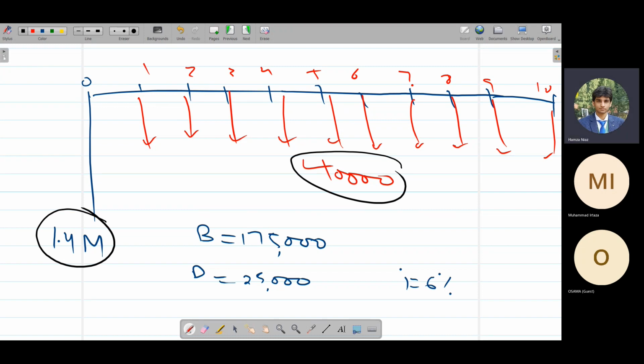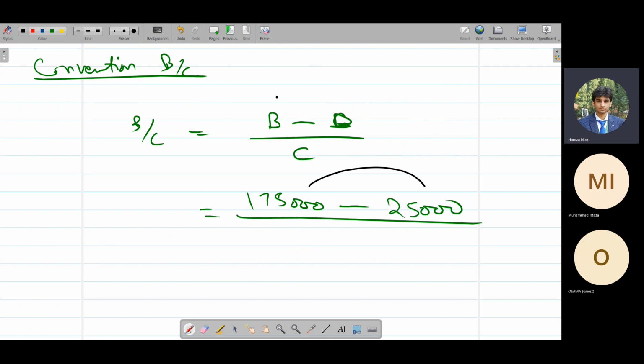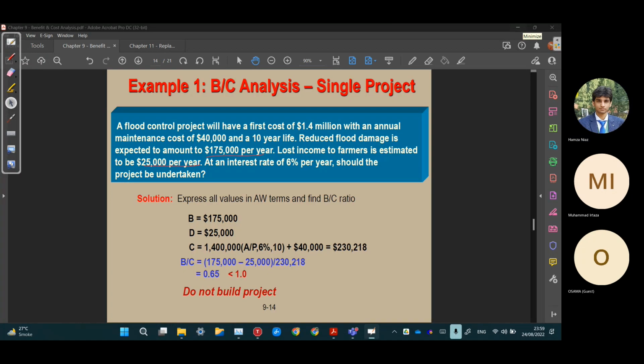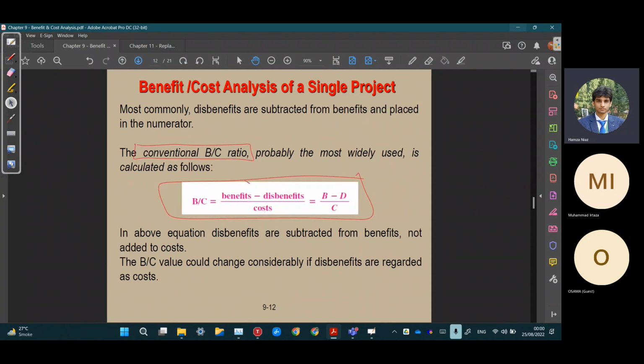Why are we finding the annual worth? Because all this 175,000 is per year. The loss of income is per year. So these two are given as annual operating costs. So that is why we are going to find the annual worth of this as well. If those were given as present worth, then we would have to find the present worth of this one. Because remember, annual worth is to be divided by annual worth, present worth is to be divided by present worth. We cannot divide annual worth with present worth or vice versa. The quantities must be the same.